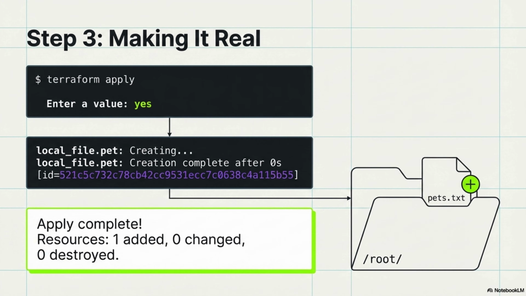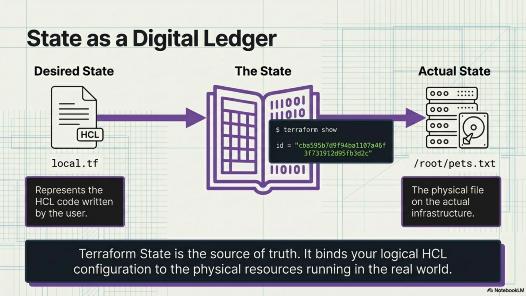Step 3. Making it real. Now we move to execution. Terraform apply takes the plan and actually creates resources. Infrastructure gets provisioned, files get created, servers come online. And at the end, you get a clean summary. In the example shown, 1 resource added, nothing changed, nothing destroyed. That's your confirmation.